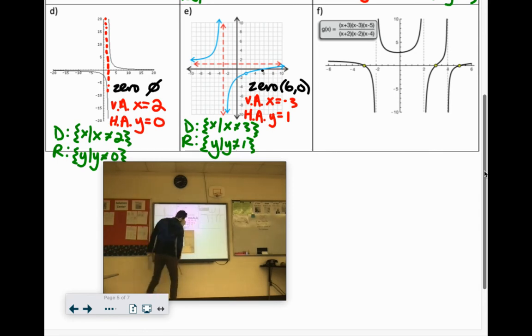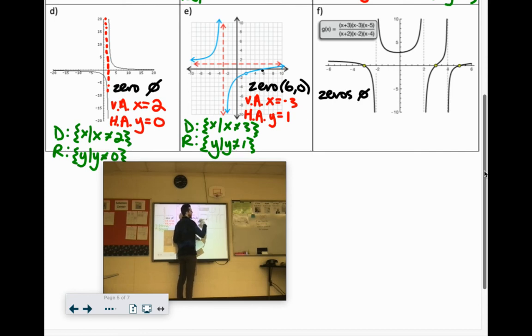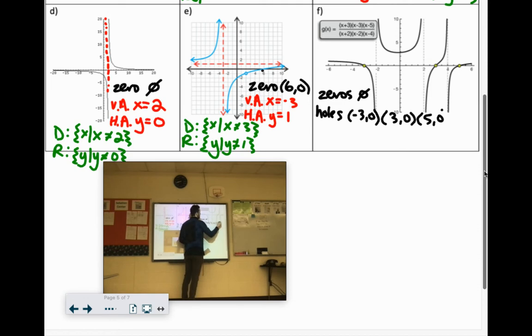All right, last one. Now this one has some holes in it. If you look, those dots, those are holes. So zeros, it's crossing at holes. So there are no zeros on this one. But we can say that those are holes. There's holes at negative 3, 0, and 3, 0, and 5, 0. Those are holes in the graph.